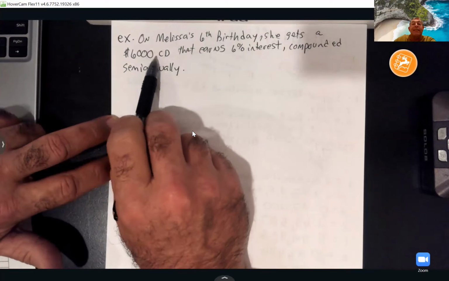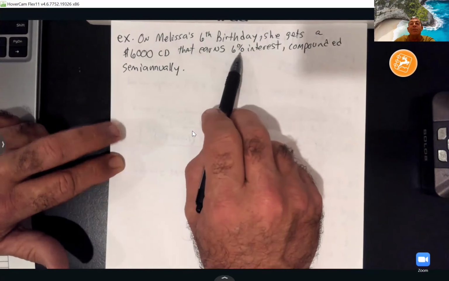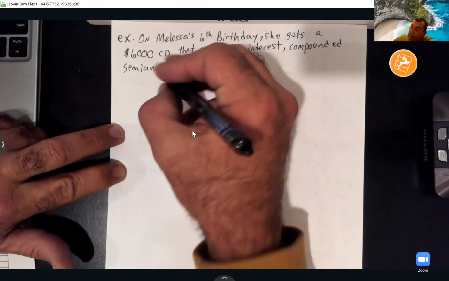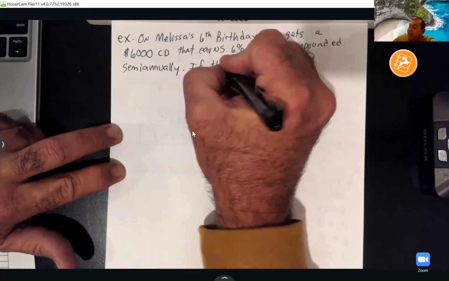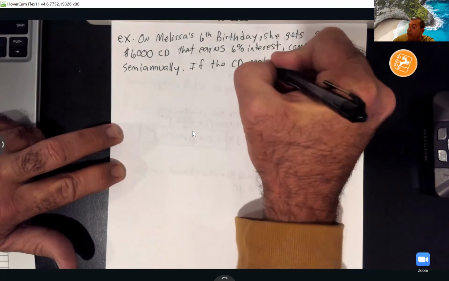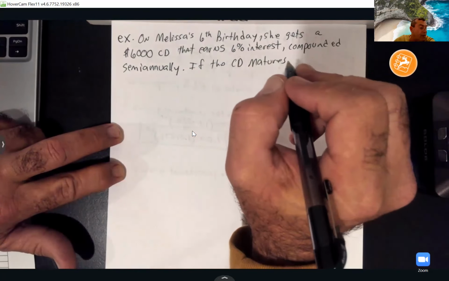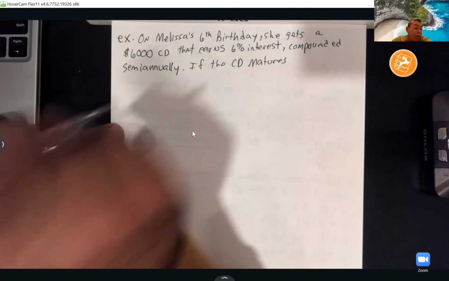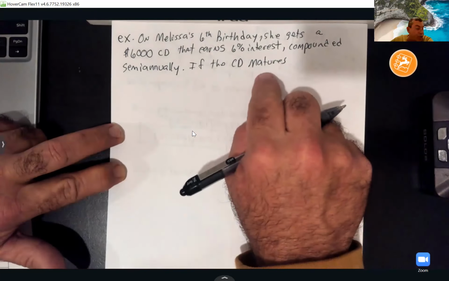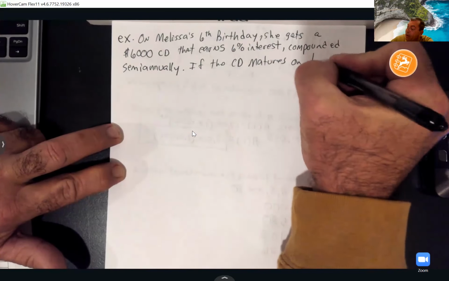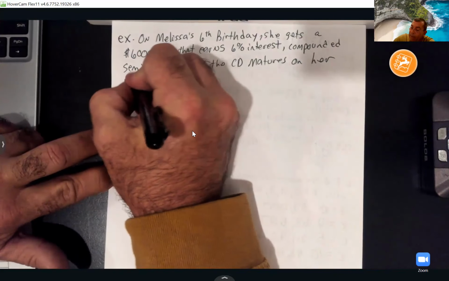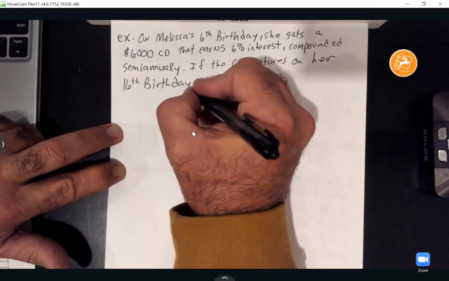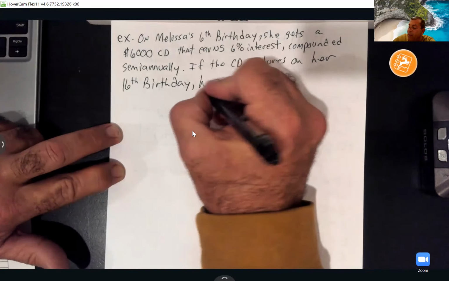Okay, so she got a $6,000 CD, earned 6% interest, compounded semi-annually, so twice a year. So if the CD matures, that's when you can take the money out, when it's mature, and you can sort of start removing your money. But if it matures on her 16th birthday, how much money will be available?